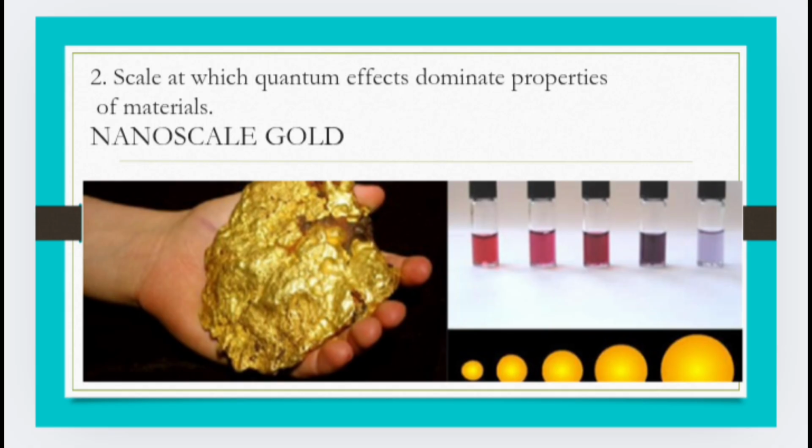Then second is the scale at which quantum effects dominate. At the nanoscale, quantum effects are where the rules of physics at tiny scales change how materials behave. Like ito, nag-change siya ng colors, how they interact. Pag mag-reflect siya ng light, they change their colors. Like for example, these pictures, nag-show siya ng gold. Gold ito, they are normally gold.